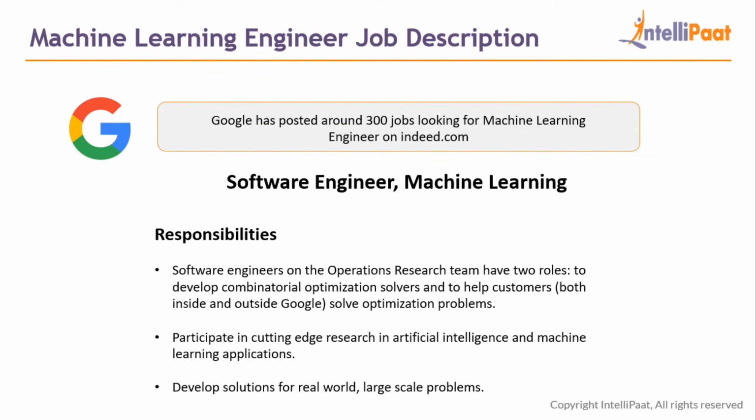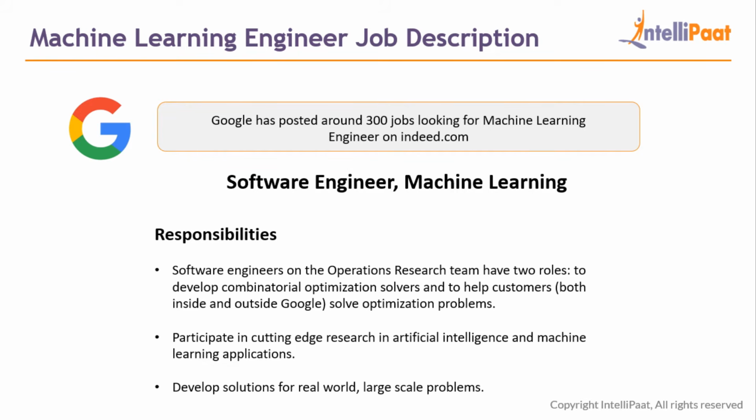Here's a sample designation that they're looking for. They're looking for software engineers with respect to machine learning. And here are the responsibilities, guys. Software engineers on the operations research team will have two roles. One role is to develop combinatorial optimization solvers. And the second is to help customers, and these customers might be inside Google or outside Google, to solve their optimization problems.